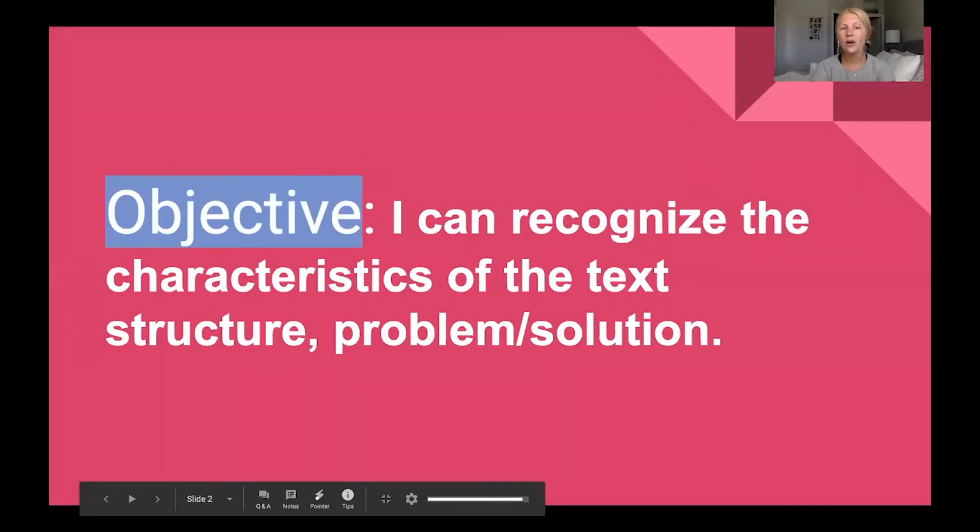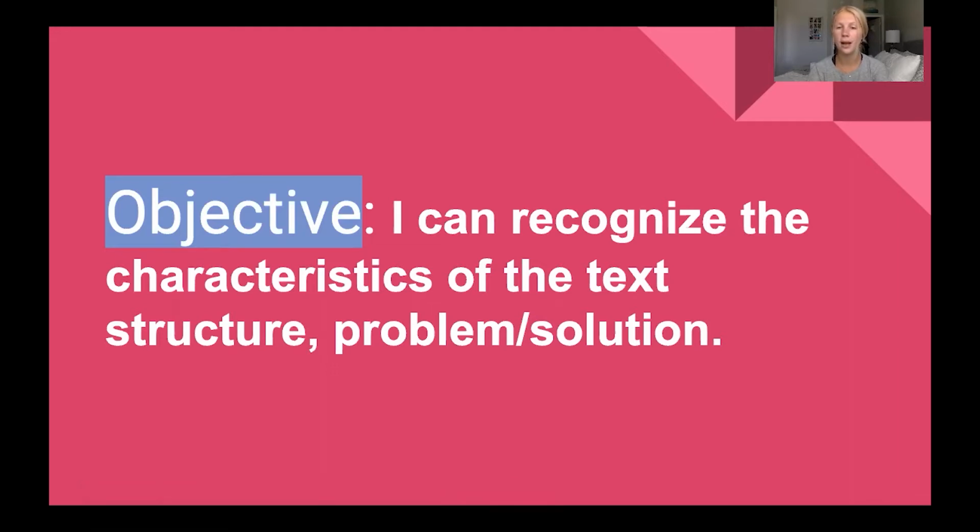Let's begin by going over today's objective. Our objective today is: I can recognize the characteristics of the text structure, problem and solution. So in today's lesson, we will be focusing on problem and solution that is present in a text that we are reading. Take a moment to read today's objective out loud or in your head and really focus on what we will be learning today through our lesson.